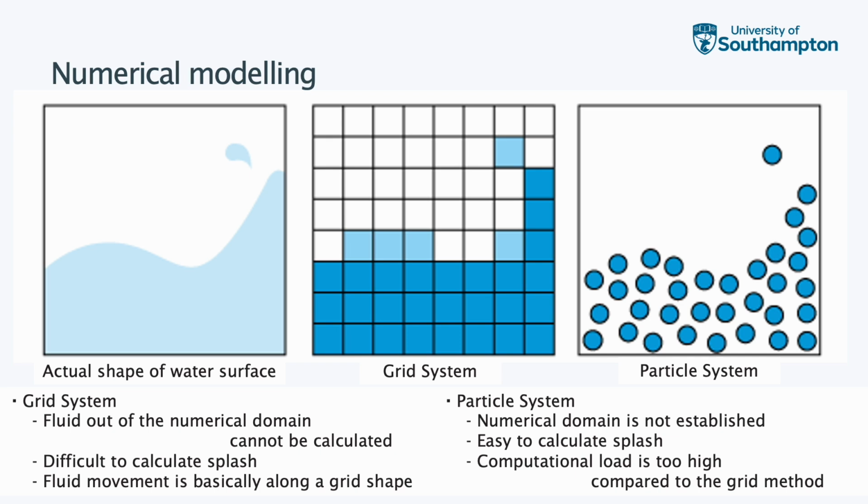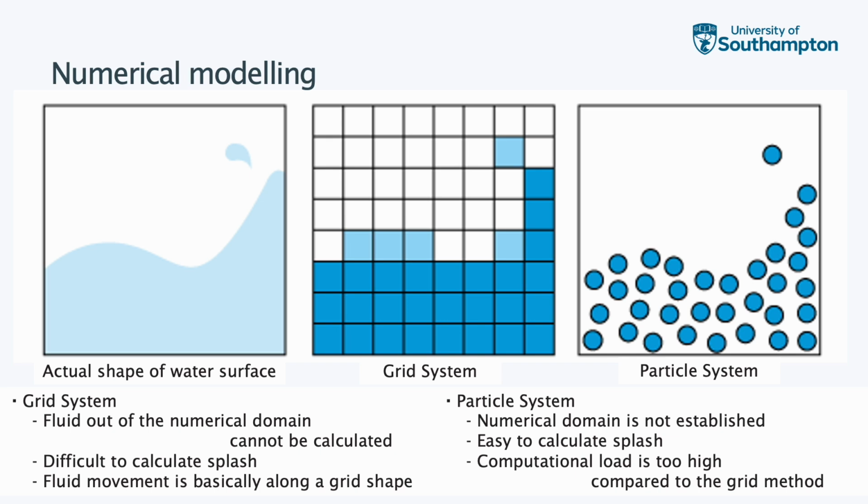So far, for the modeling of tsunami waves or sediment transport induced by a tsunami, two types of numerical modeling have been used. One is the grid system and the other is the particle system. In the case of the grid system, at first you need to decide on the computational domain. Inside the computational domain, you need to set computational grids. So, fluid out of the numerical domain cannot be calculated, and fluid movement is basically along the grid shape. Therefore, when you use the grid system, the determination of the computational domain and grid cell size are very important.